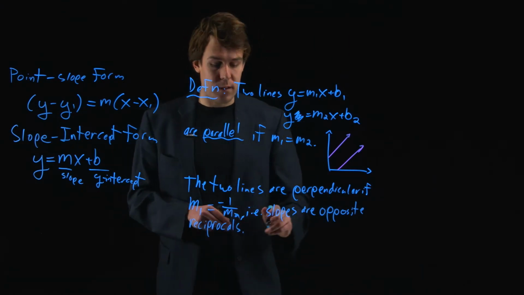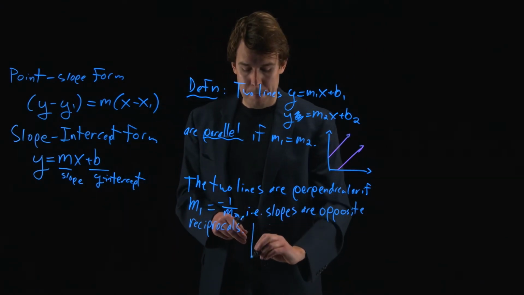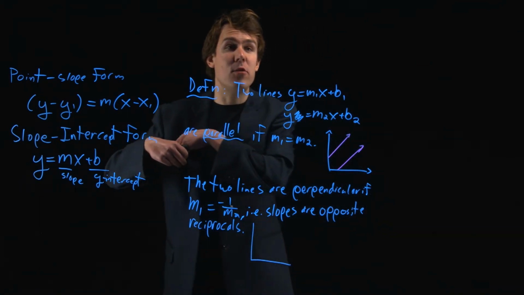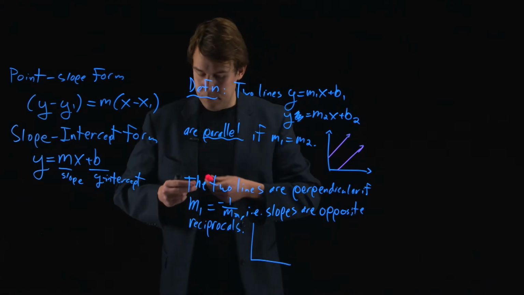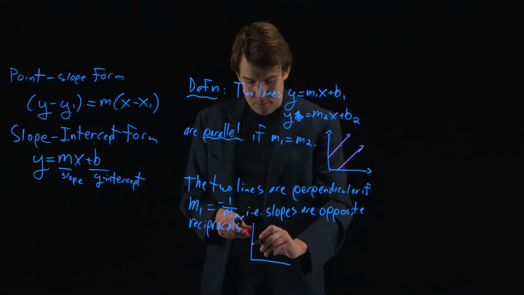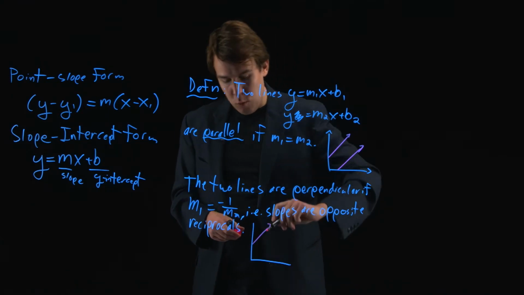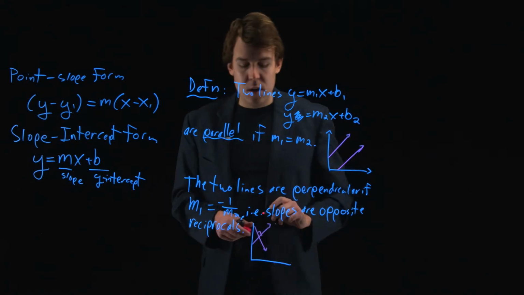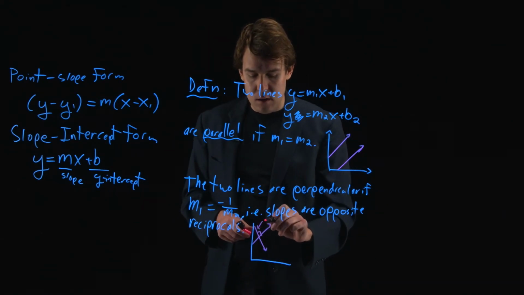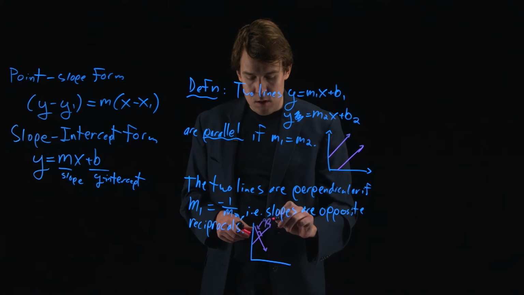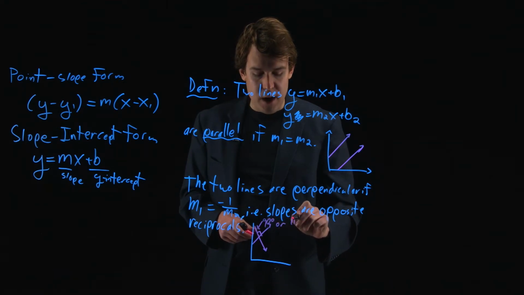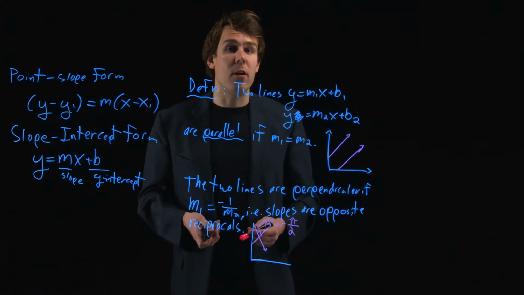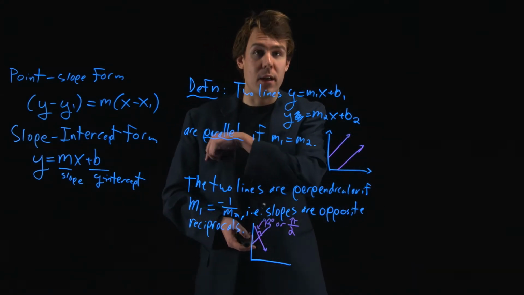So what's the picture for this? So here I want to look at lines that intersect at a right angle. So here's one line, and perhaps the other one is like this. So that this is 90 degrees. Or if you prefer in radians, pi over 2. So two different categories of lines, parallel and perpendicular.